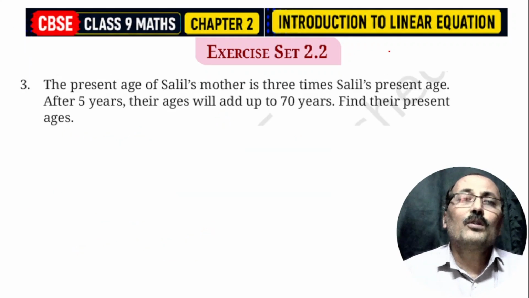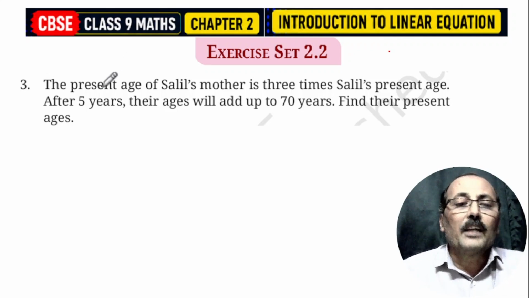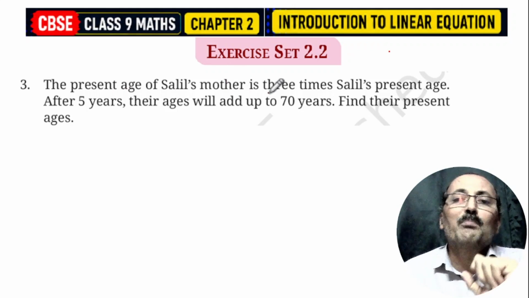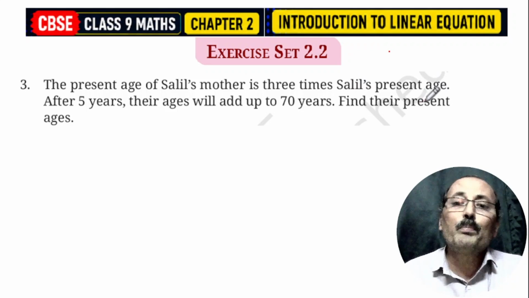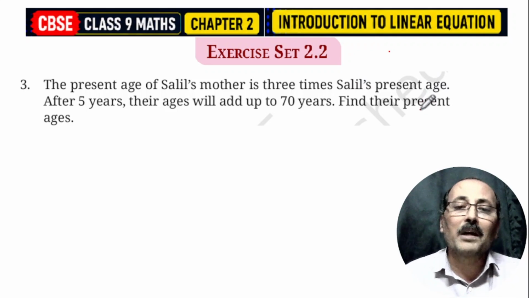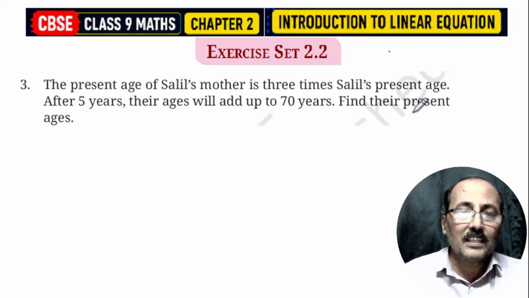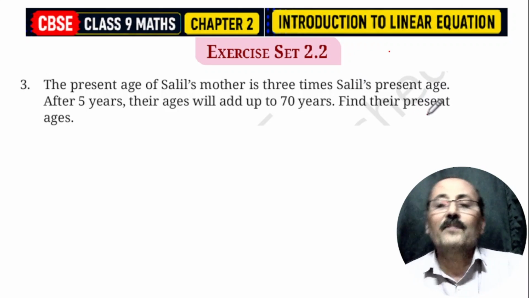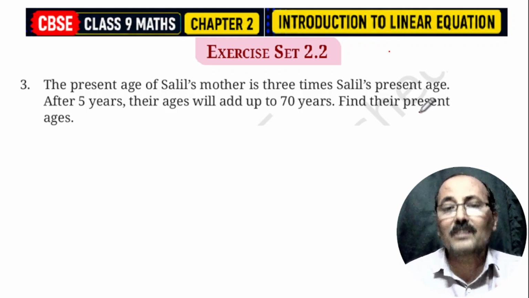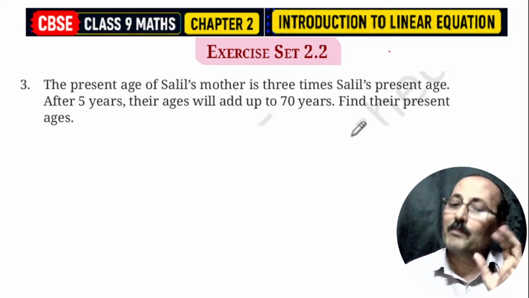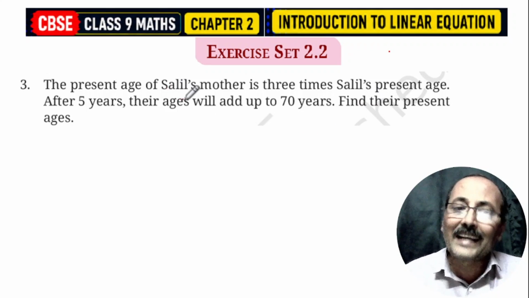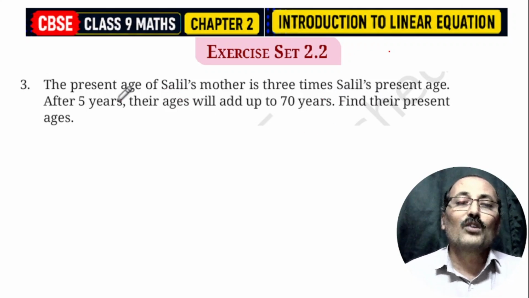Okay, let me go to the next question. The age of Salil's mother is 3 times Salil's age. So they are comparing two people, Salil and his mother. This is a very important question, you have to listen very carefully. Here two people are compared, but you know Salil is younger than Salil's mother, so Salil's mother is 3 times Salil's age.